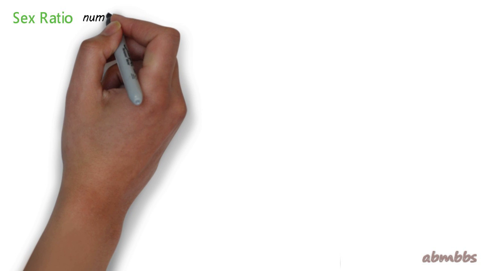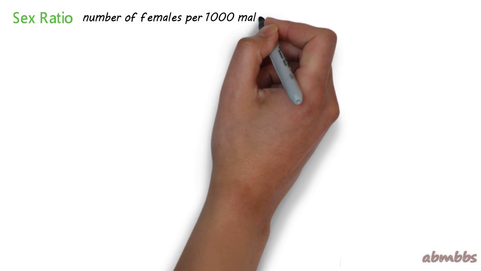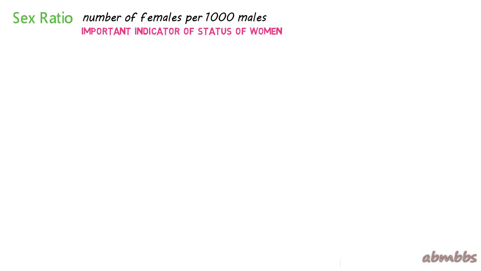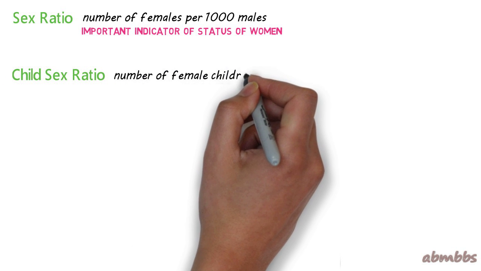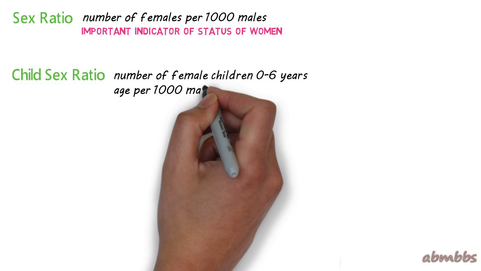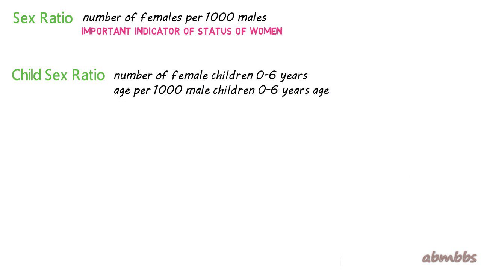Next is sex ratio. It is the number of women per thousand males. Sex ratio is an important indicator of the status of women in a society. Next is the child sex ratio. It is the number of female children 0 to 6 years of age per thousand male children 0 to 6 years of age. Now, in order to understand the importance of child sex ratio, I need to give you one data.